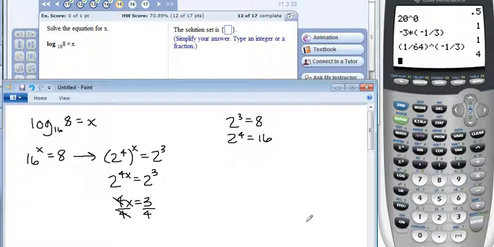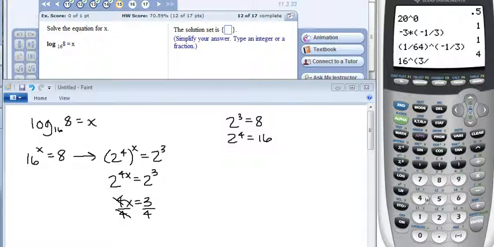So 16 raised to the 3/4 power. This part I can check. 3/4 power. Yep, it's 8. So that works right there. So this will be 3/4.